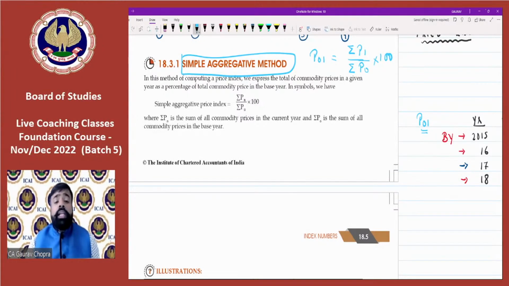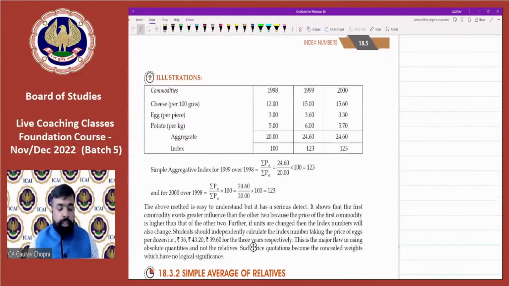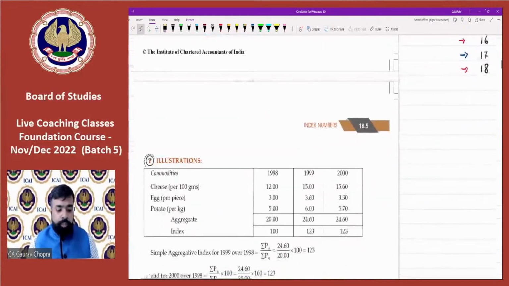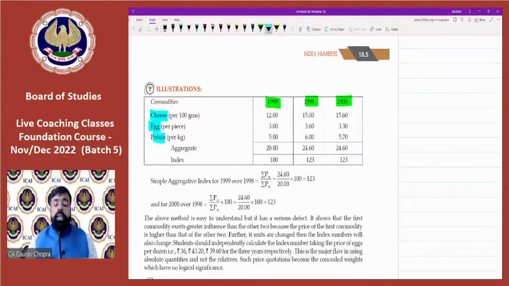In some books it can also be written as Pn, so you can also write sigma Pn upon sigma P0 multiplied by 100. Let's see this illustration. We have 3 years, 98, 99, and then 2000. 3 commodities are available: cheese, which is per 100 grams, egg per piece, and potato per kg.